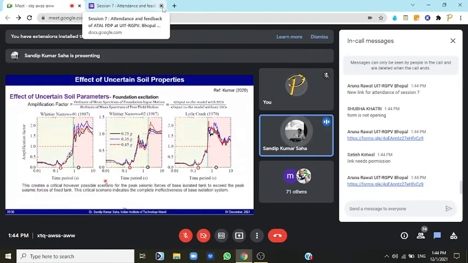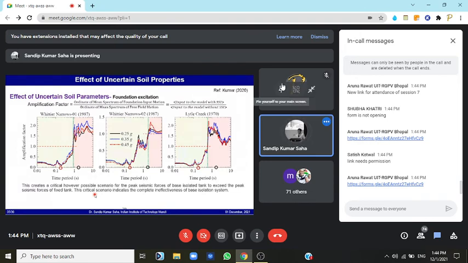So there is a chance that the responses during the earthquake excitation for the base isolated case, when we consider the uncertainty in the soil parameters, will be excited with a higher amount of ground excitation, and that may lead to an enhancement in the response as well. So that is the coverage that I planned for this lecture.